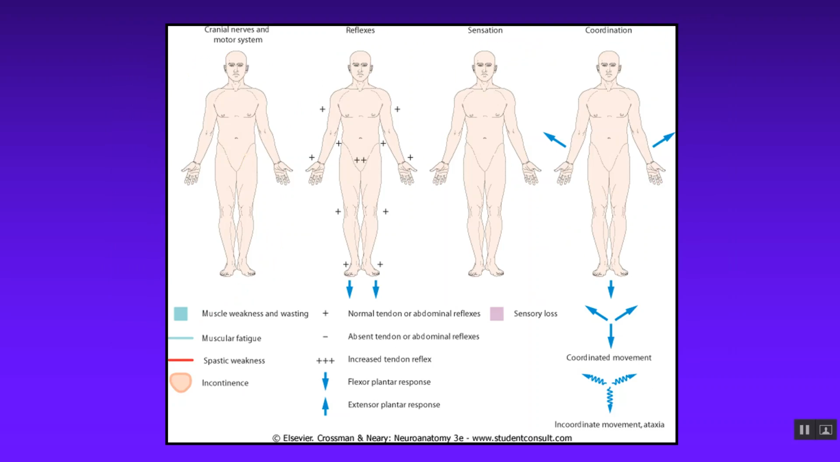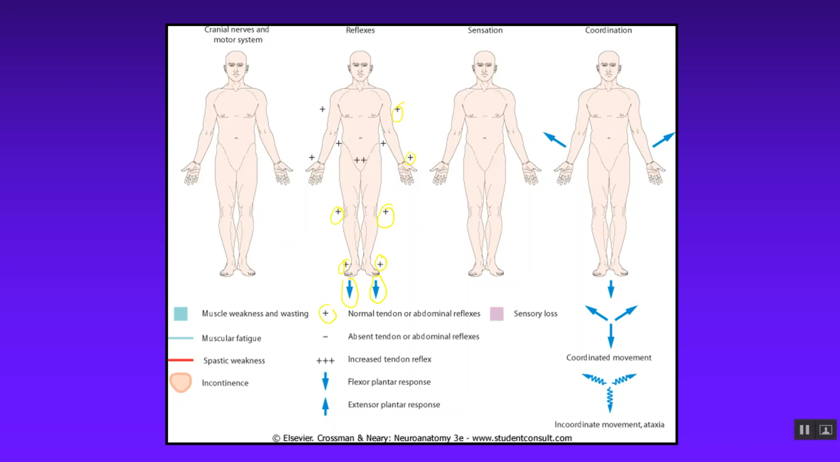And then here are the pictures of the individual that they use a lot of times to give a key. This is somebody who's normal. So normal, they have no coloring. If they just show this 1+ sign here, that's all normal reflexes. The little arrows going down indicate a normal Babinski response.